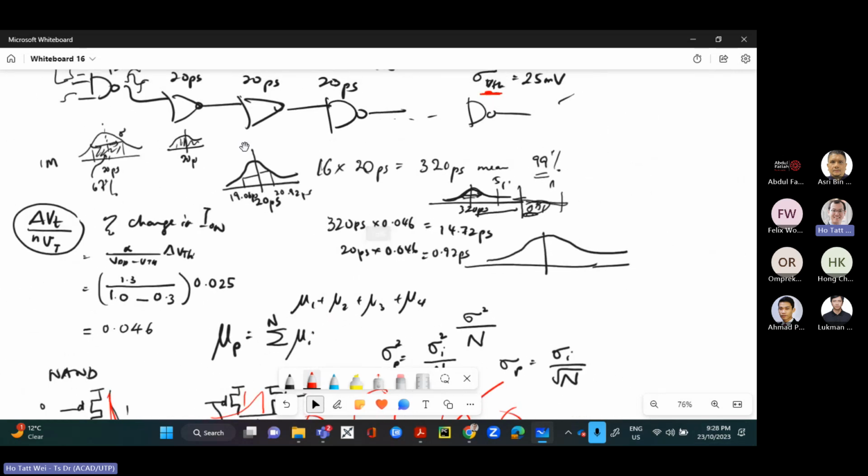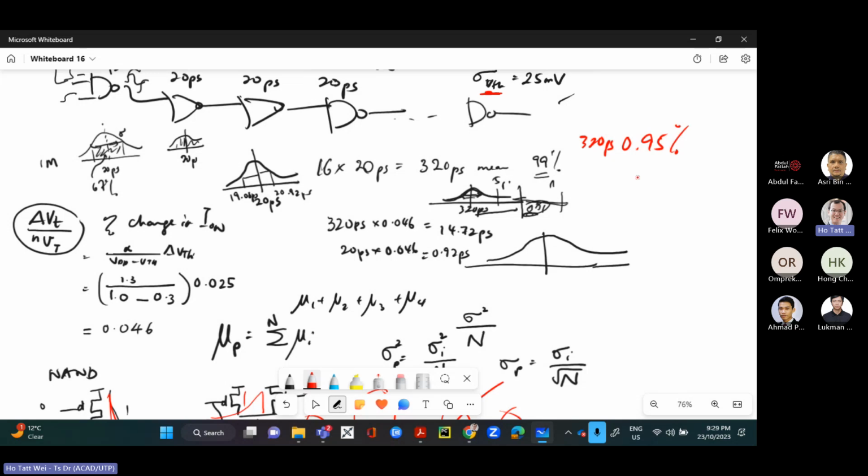Because remember, we were able to estimate the time delay distribution, the mean and the standard deviation due to VTH change for one transistor. Then we are looking at the whole path now. So we have to do this funny thing about how we combine the means and how we combine the variances and to get standard deviation, and we count how many transistors. So now we are able to see that the standard deviation of the entire path due to VTH is 0.95%, 0.95% of 320 picosecond. Okay.